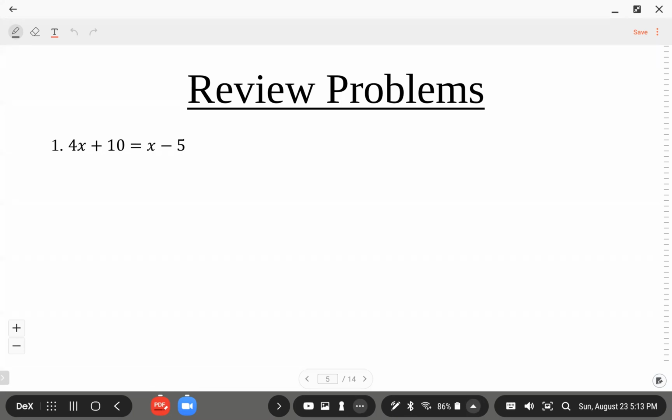Okay, so the first problem is 4x plus 10 equals x minus 5. Okay, let me repeat. 4x plus 10 equals x minus 5. So please put your answer in the chat box. And then after a few moments, I'll go and check the answers. So in the meantime, I will leave this slide open for you. I'll give you a few moments to try and solve this.